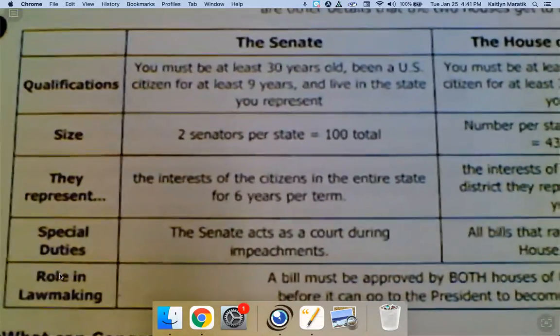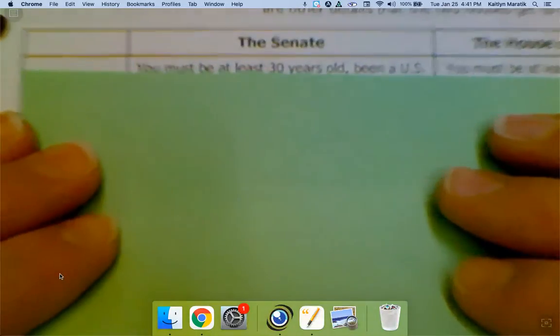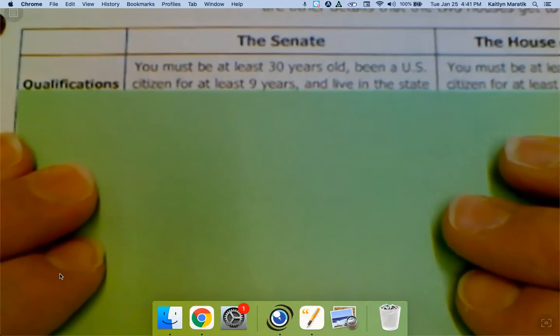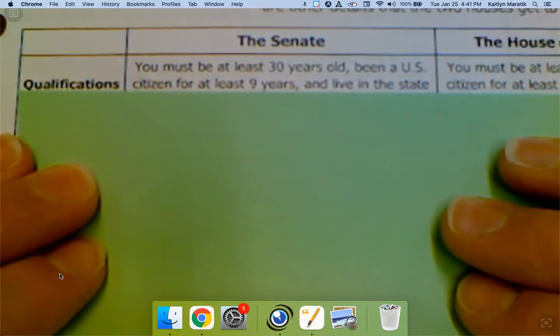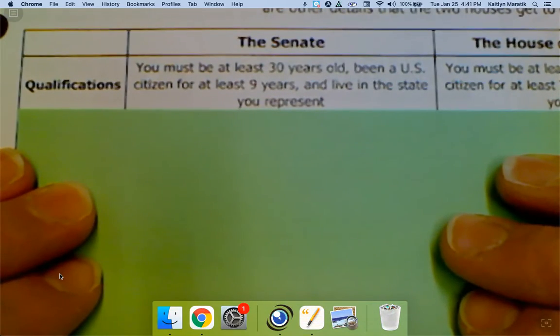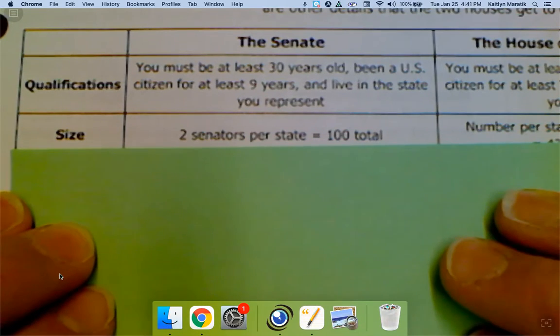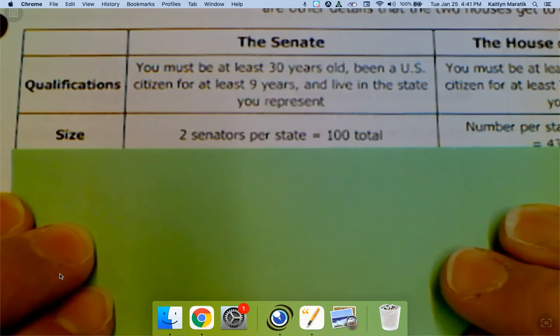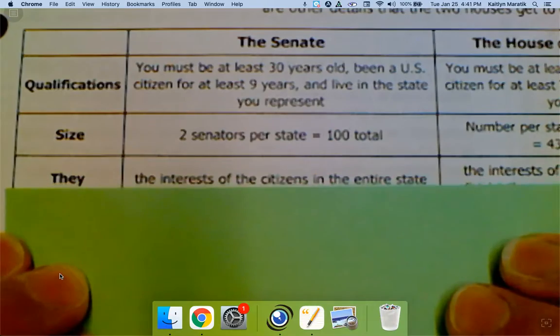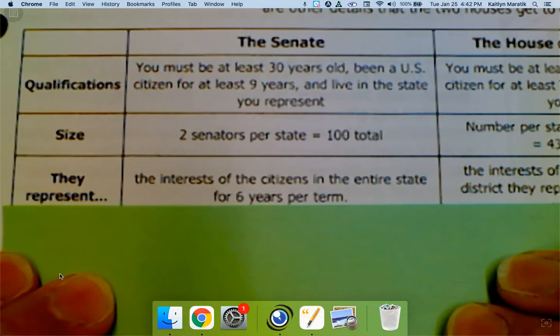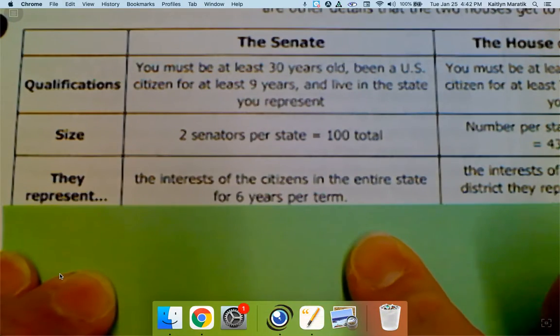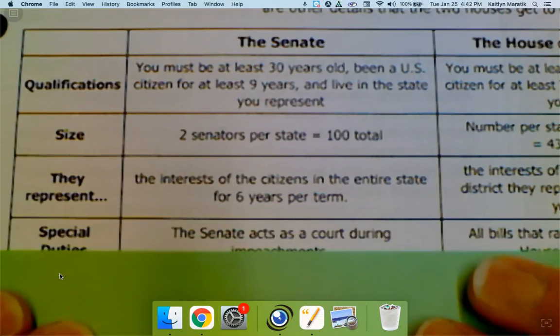The Senate. Qualifications. You must be at least 30 years old, been a United States citizen for at least 9 years, and live in the state that you represent. The size of the Senate is 2 senators per state for a total of about 100. They represent the interests of the citizens in the entire state for 6 years per term, or they represent the people of the state they represent.